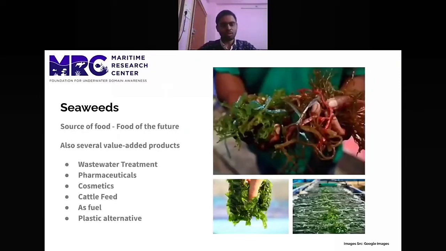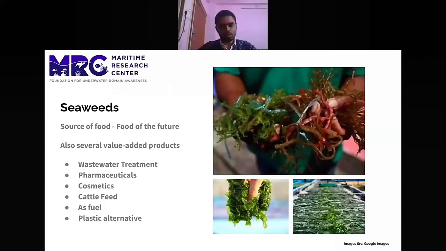Coming on to seaweeds, so you might not find various use of seaweeds as a food, but they are seen as a food of the future because of their sustainable farming, and they are also used in the industry for the manufacturing of several value added products like pharmaceuticals because of their medicinal properties. Some of the cosmetics, they are also seen for their use in the feed of the cattle, and the manure from these cattle can be used as a fertilizer substitute, which we will be seeing. They can be used as a biofuel or a bioplastic and can be seen in the wastewater treatment industry.